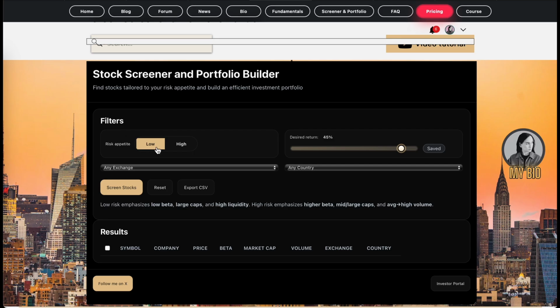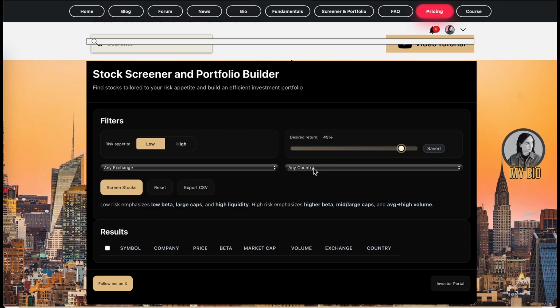And in this filter, we have a low risk profile and a risk-seeking investor. Since I'm a risk-averse investor, I'm choosing the low risk appetite. Then you have a desired return. You can change your desired return to whatever you want. Let's say I want 45% yearly return. And then you can choose an exchange. I'm leaving this field blank. And you can choose the country if you want. If you leave this field blank, it will find you stocks from different countries.